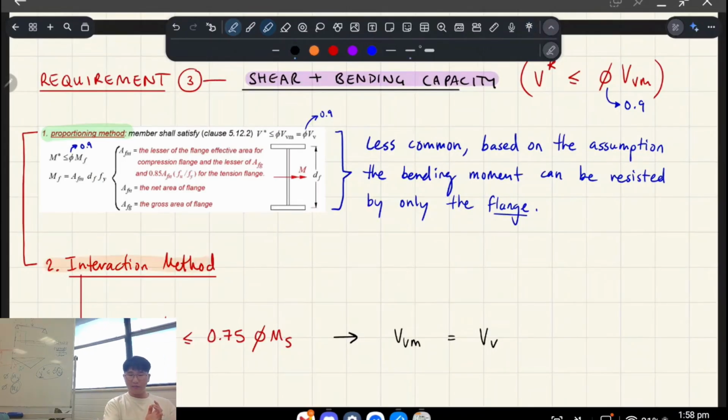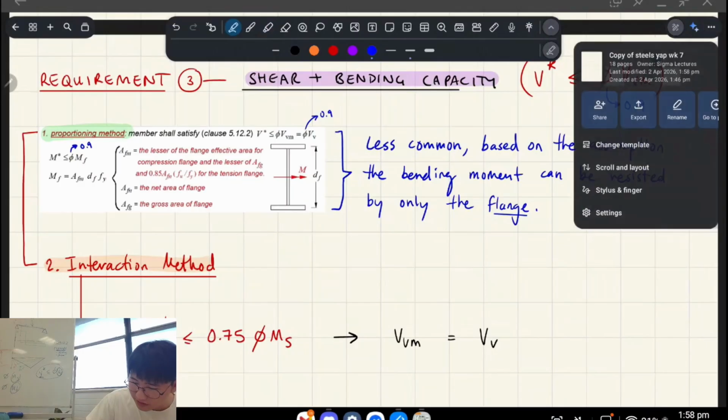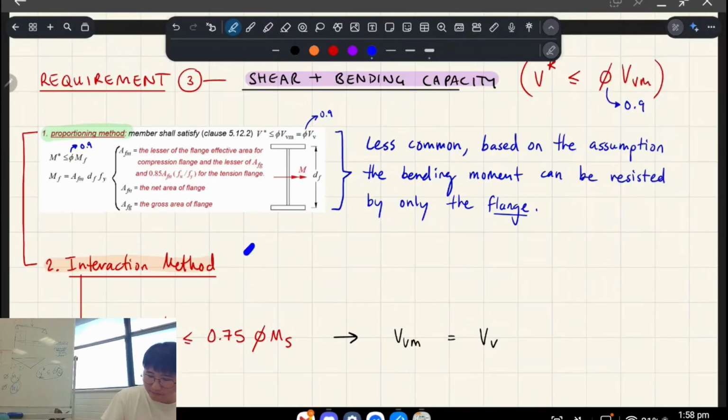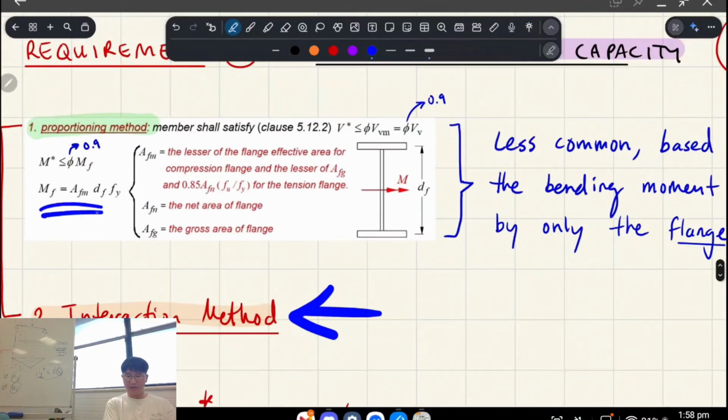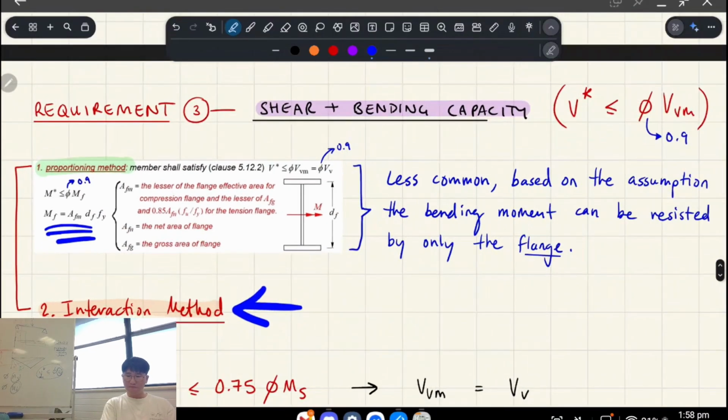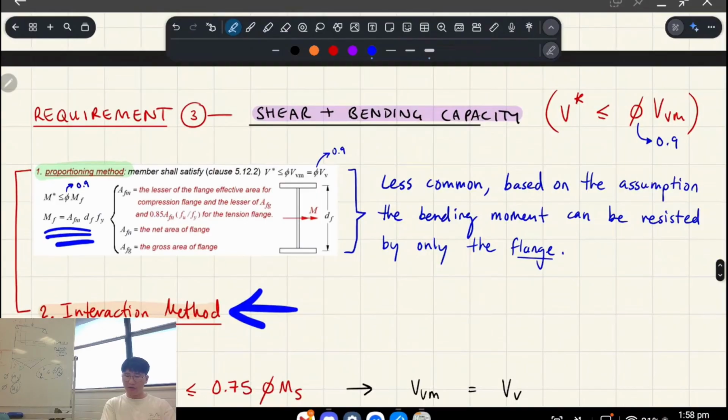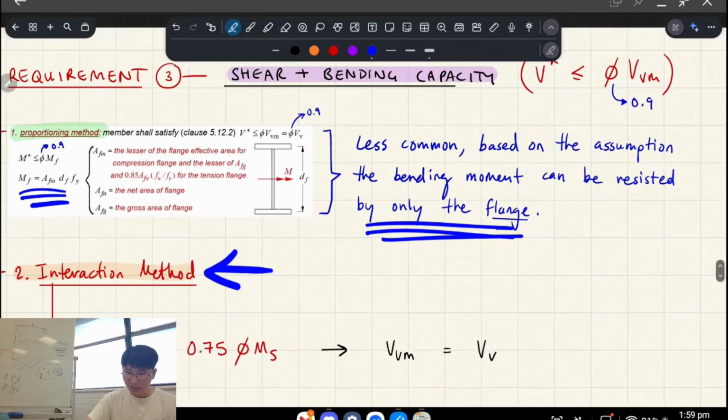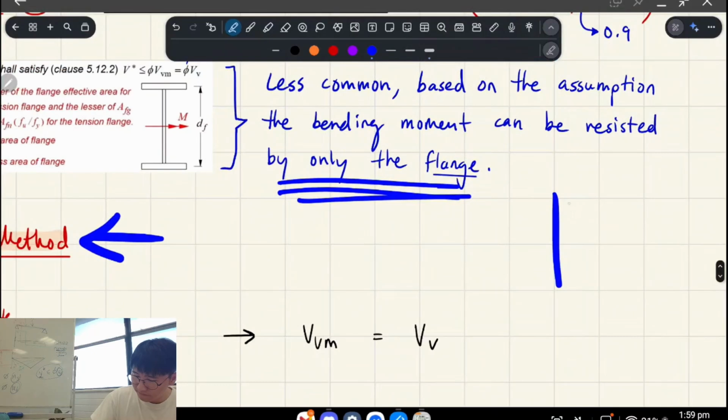Now, Brian, in previous assignments and stuff, let me check I'm on the right document, yeah, has cared more about the interaction method, right? Like I've never, and also Hamid, I've actually never seen this method utilized, right? But it's essentially based on the assumption that the bending moment can be restricted only by the flange. Okay, so what you'll learn in this topic, once we cover it properly, maybe today, maybe another time, is that this is the web, and then in the blue is the flange, right?